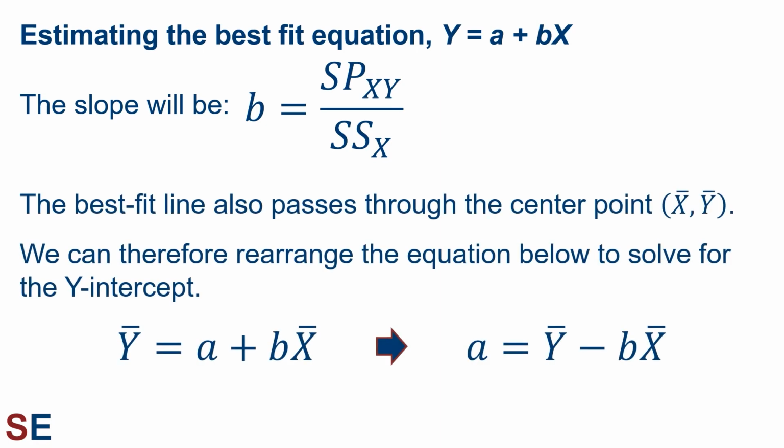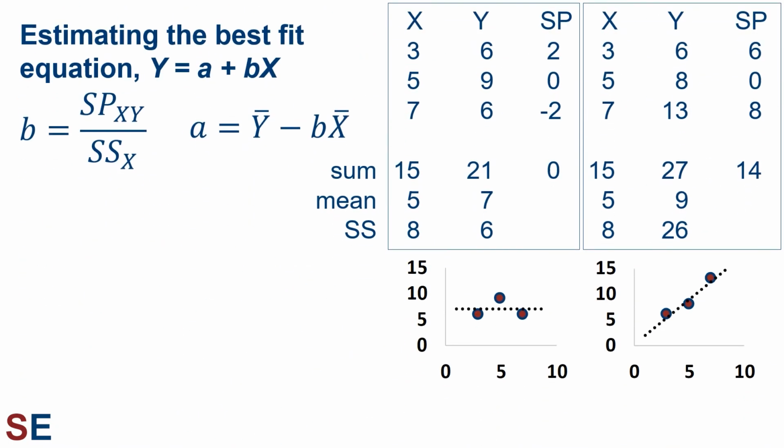It turns out that the best fit line will always pass through the center point for our data, the means of the x and y values. Since that's true, we can therefore rearrange the equation to solve for the y-intercept. We just need to plug in the slope, the mean y value, and the mean x value. We already have these available.